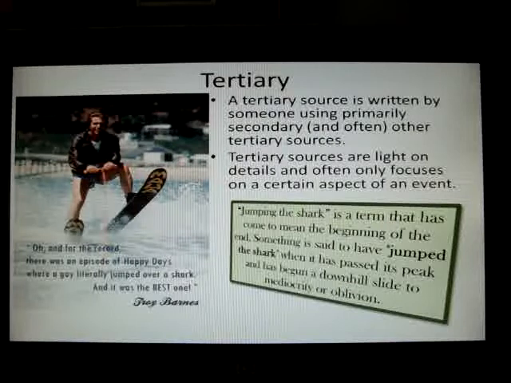Tertiary is written by somebody who's using a lot of secondary and even other tertiary sources. They're getting very general sources, because remember, the further away you get from the original, the less detailed and the less authentic the information is, the more likely it is to be changed. It's often influenced by bias and prejudice, because usually the person writing a tertiary report has a specific agenda they're aiming for, and so they're not going to tell you everything. They're only going to tell you what they want you to know.